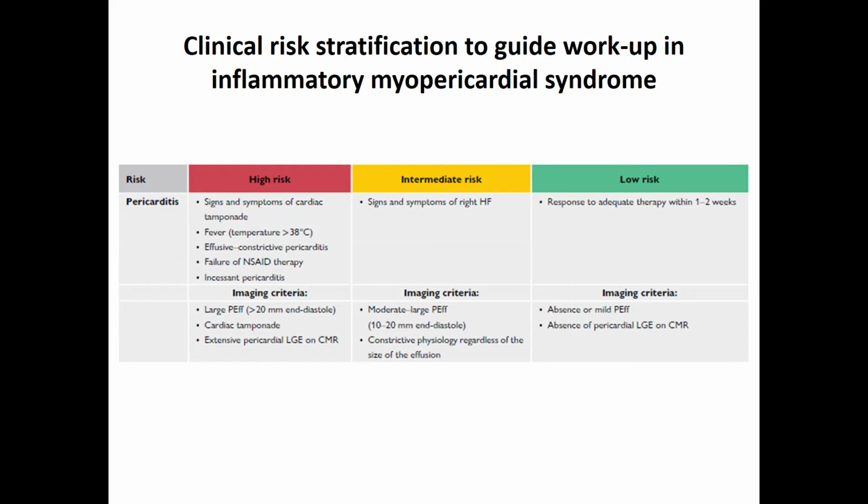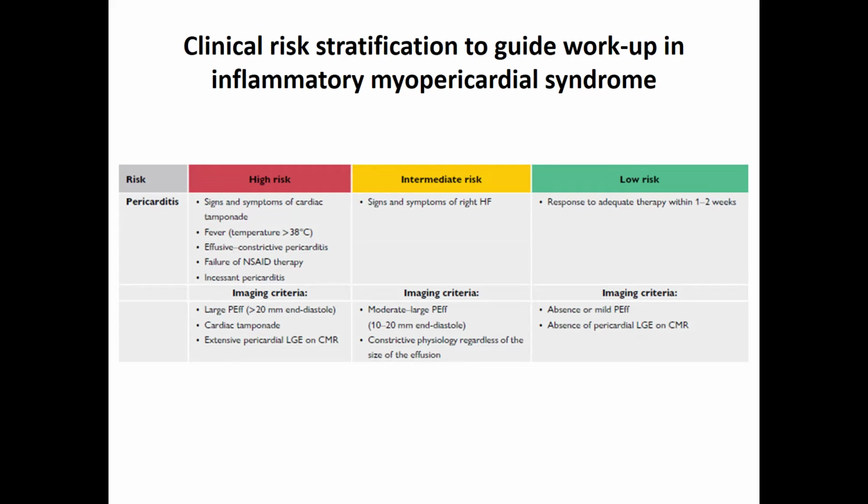High risk patients. There are also imaging criteria. If you have a large pericardial effusion more than 20 millimeters in end diastole, if you have cardiac tamponade, and if you have extensive pericardial delayed enhancement on cardiac MRI. Why are these criteria considered high risk? That's because these patients have a high risk of progressing to complication. They can have constriction. They most likely have ongoing inflammation, which can end in constriction or cardiac tamponade and hemodynamic compromise.